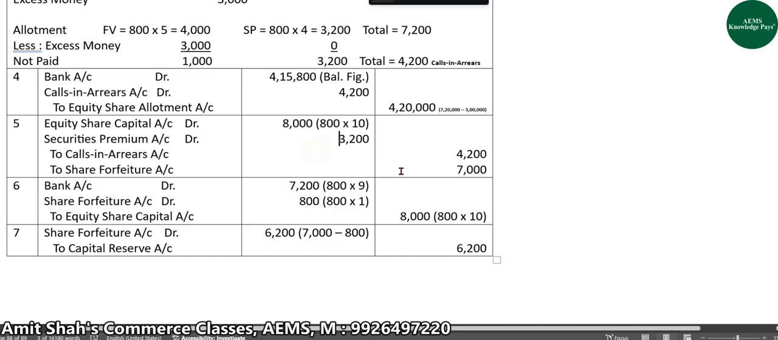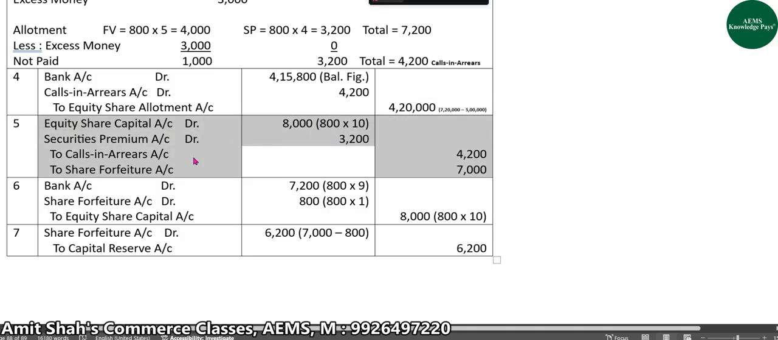If the first and final call or the second and final call is not yet made, we will exclude those amounts and multiply the number of shares only with the amount which is paid. Correct. Whenever you are doing a forfeiture entry and you are confused about what amount to take, like multiplying 800 with what, it is very simple.